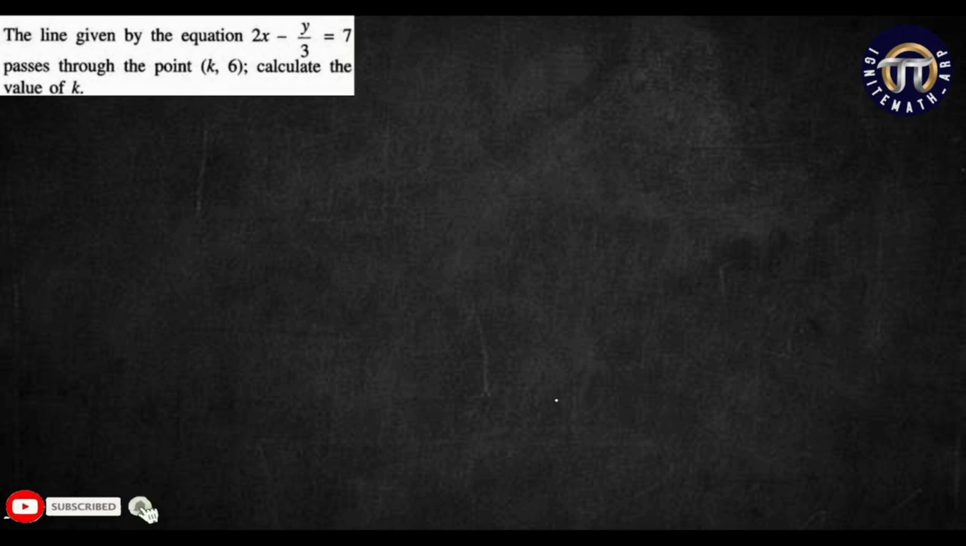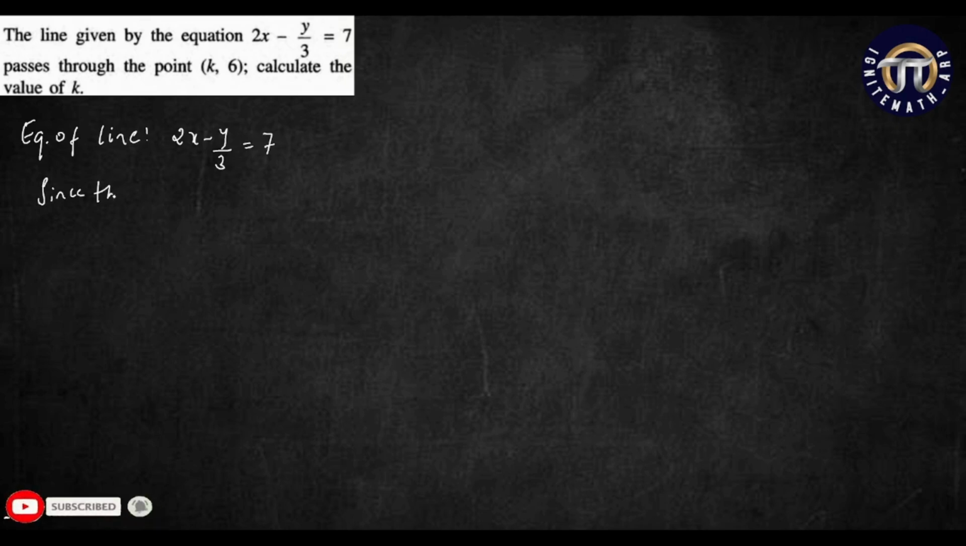Now let me take one more example. The line given by the equation 2x minus y by 3 equal to 7 passes through the point k comma 6. Calculate the value of k. Here it's already given that the given line is passing through the point k comma 6. So what is the equation of the line here? Equation of given line is 2x minus y by 3 is equal to 7.